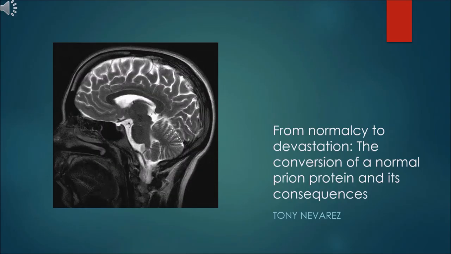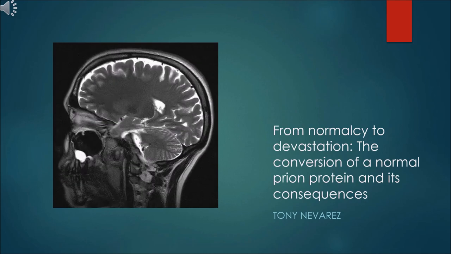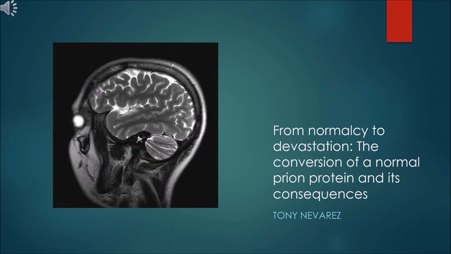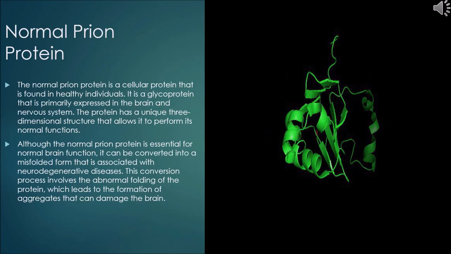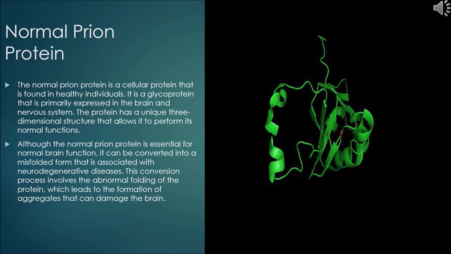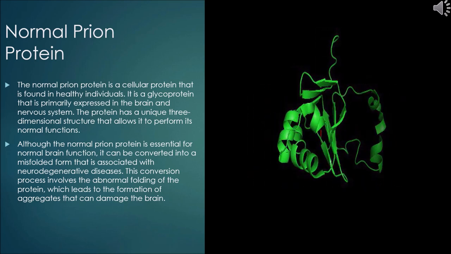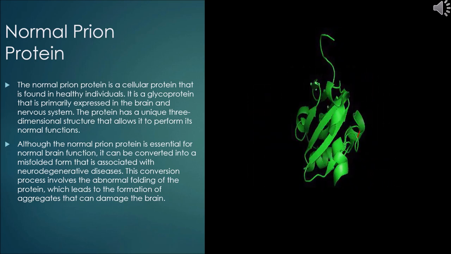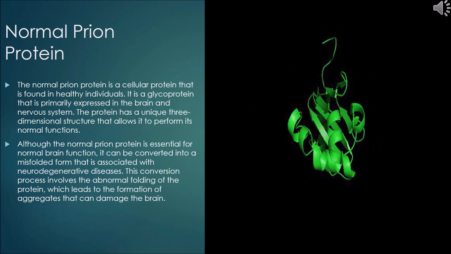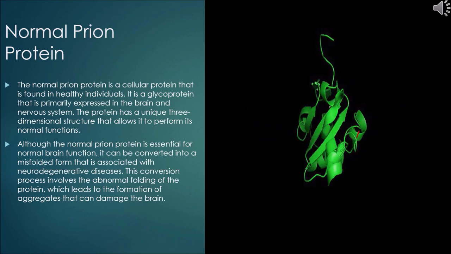Hey everyone, in my presentation I'm going to be talking about the prion protein and its conversion into a more aggressive form of the protein. So here we have a normal prion protein. In the image you can see that there are four helixes, two small helixes and then two of the big helixes. The two small helixes are most likely helix A's and the big helixes are helix B and C. The C helix is the helix that is connected to the strand with the red tip.